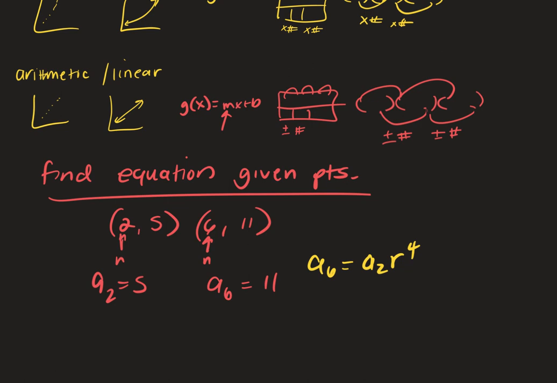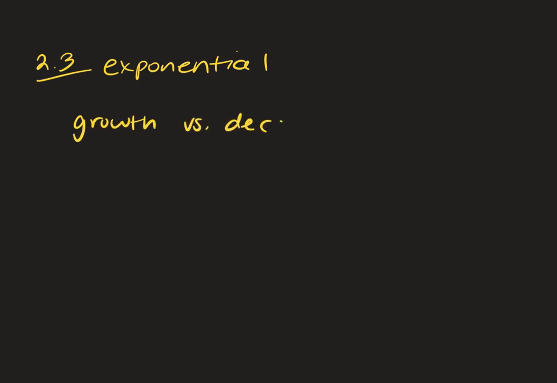Okay. And then came 2, 3, which was exponential. So you have to be able to identify growth versus decay. Obviously, growth, the y grows, decay, it gets smaller. Growth is a base that is bigger than 1. Decay is in between 0 and 1.